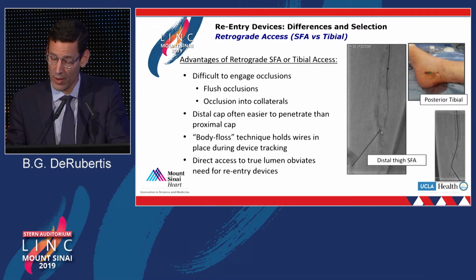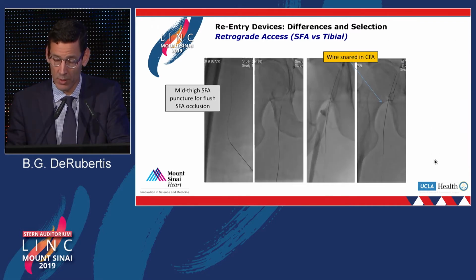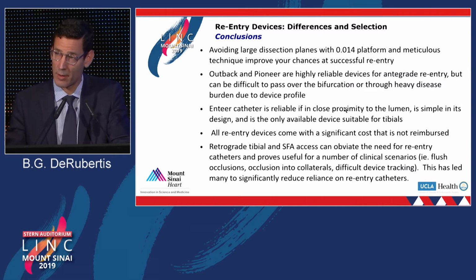This shows a distal SFA puncture, as Andre did in this case. You can, of course, use it for tibials, like the posterior tibial as well. This is an example of a somewhat high puncture of the SFA, or mid-thigh SFA puncture, passive wire retrograde. We're snaring the wire here, and then externalizing it to treat.